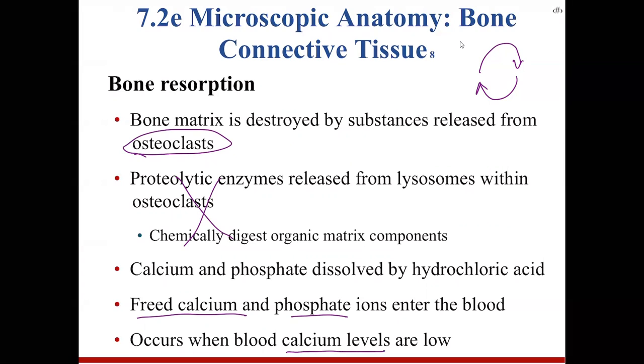Okay, when blood calcium is low, we're going to break down bone in order to try to increase the amount of calcium that we have. So we're trying to stay in homeostasis. And if we have a calcium store in our bone and we need calcium, we're going to break down the bone to try to get it. And that's what can lead to osteoporosis.